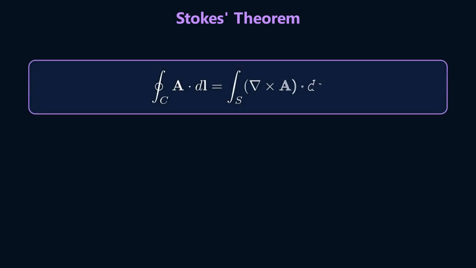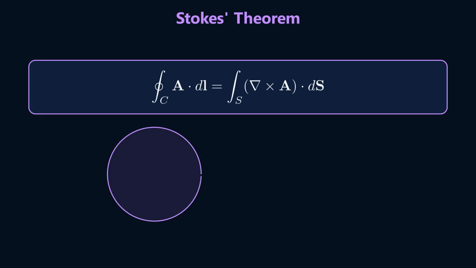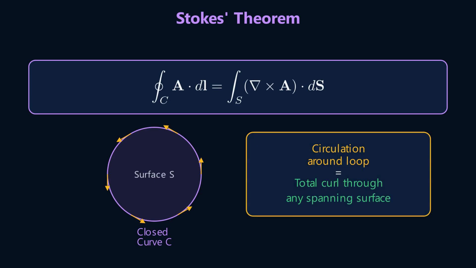Stokes' theorem states the line integral of A dot dl around a closed curve C equals the surface integral of curl A dot dS over any surface S bounded by C. Think of it this way. Walk around a closed loop. The total circulation, how much the field pushes you along the path, equals the total curl passing through any surface stretched across that loop. The remarkable thing, it does not matter which surface you choose. A flat disk or a curved ball, as long as the boundary is C, the result is the same.